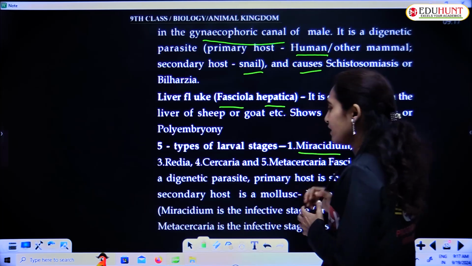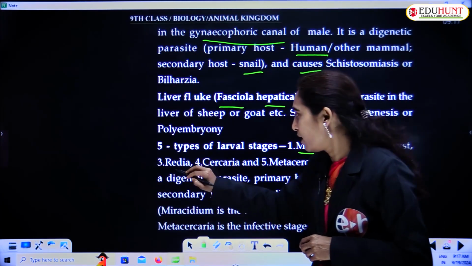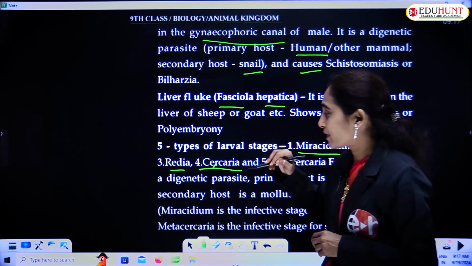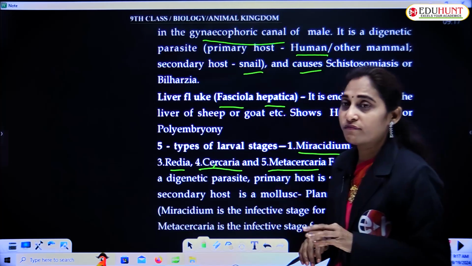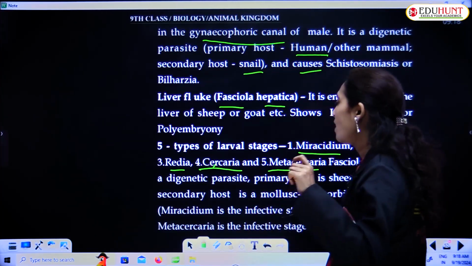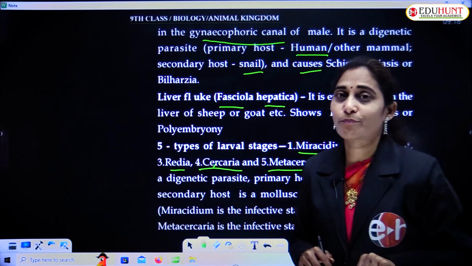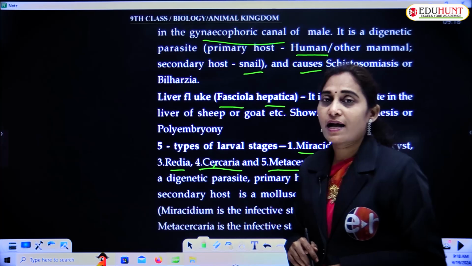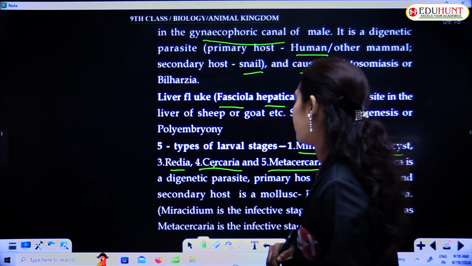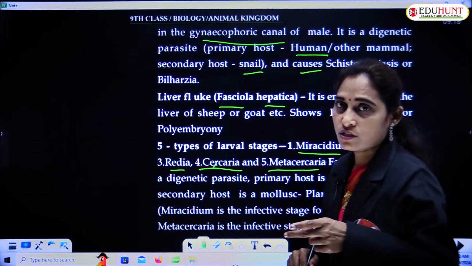First one is the miracidium, second is the sporocyst, third is redia, fourth cercaria and fifth one is the metacercaria. So these are the 5 different types of larval forms present in the life cycle of Fasciola. And the Fasciola hepatica is a digenetic parasite. As I mentioned, digenetic means there are 2 hosts for the parasite. It completes its life cycle in different hosts.